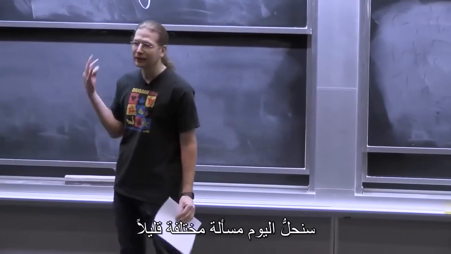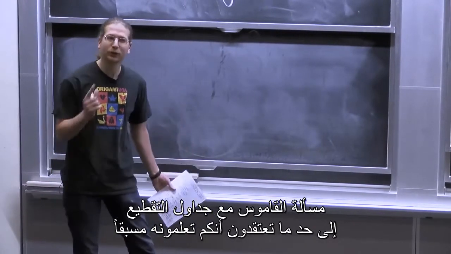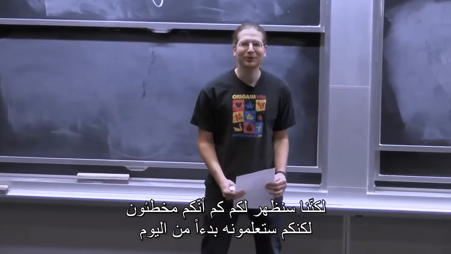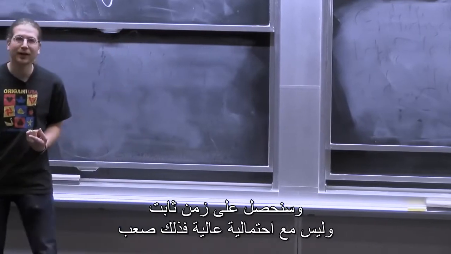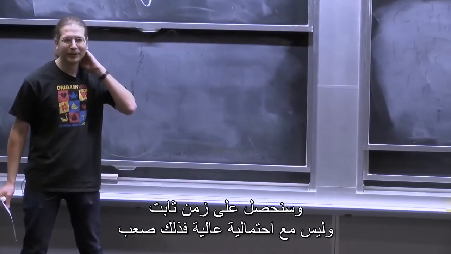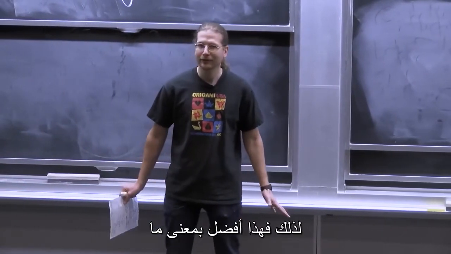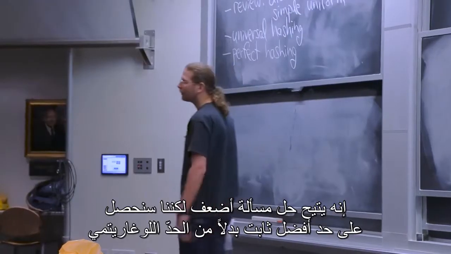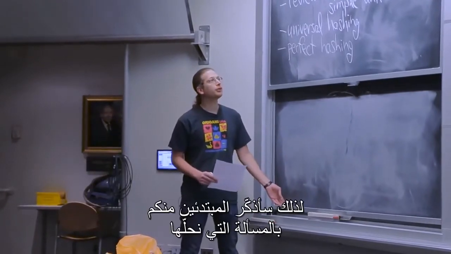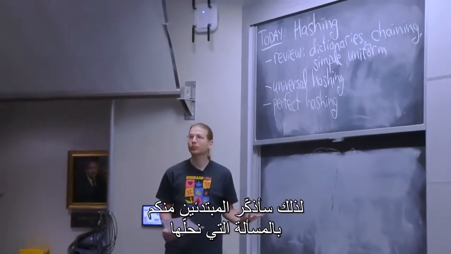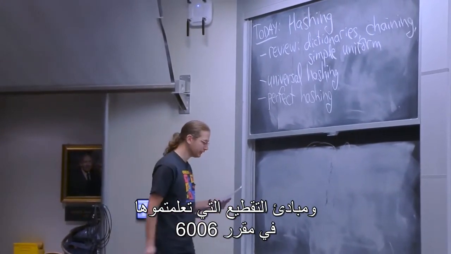Today we're going to solve a slightly different problem, the dictionary problem, with hash tables, something you already think you know. But we're going to show you how much you didn't know, but after today you will know. And we're going to get constant time, not with high probability, that's hard, but we'll do constant expected time. So that's in some sense better. It's going to solve a weaker problem, but we're going to get a tighter bound, constant instead of logarithmic. So for starters, let me remind you what problem we're solving and the basics of hashing, which you learned in 6.006.